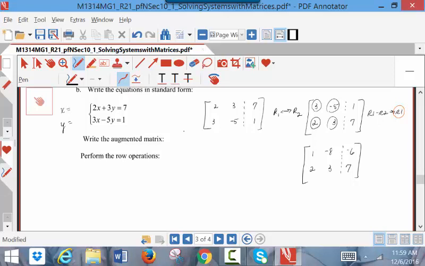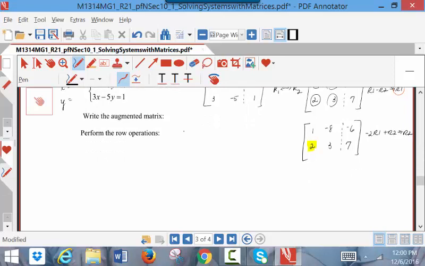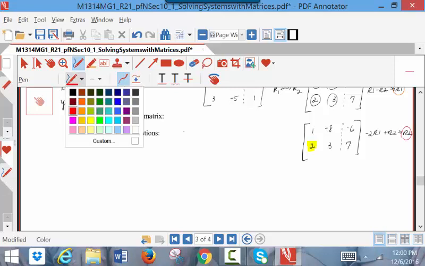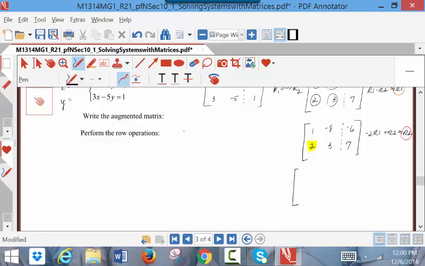Now I want a 0 underneath it. I want this to be a 0. Any suggestions as to how to make that a 0? What do you think? There you go. Negative 2 times row 1 added to row 2, put back into row 2. Okay, so when I do this, note that it is row 2 that will change. So row 1 remains the same.